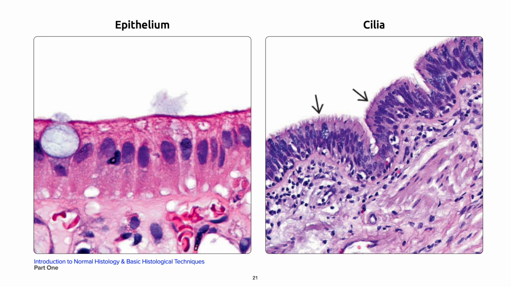On your left is an epithelium. This epithelium consists of sheets of tightly bound contiguous cells that cover the external surface of the body and line the internal surfaces. Epithelial cells are bound to the underlying connective tissue by a basement membrane. On your right are cilia, pointed out by these arrows. They are motile, hair-like projections on the surface of some epithelial cells that are used to propel substances along the lumen, as seen here in the bronchus.